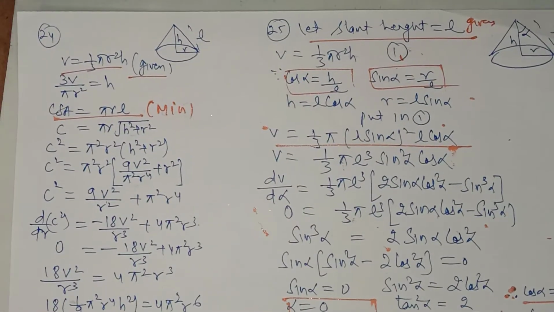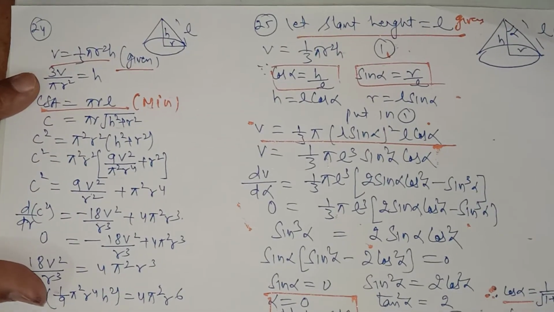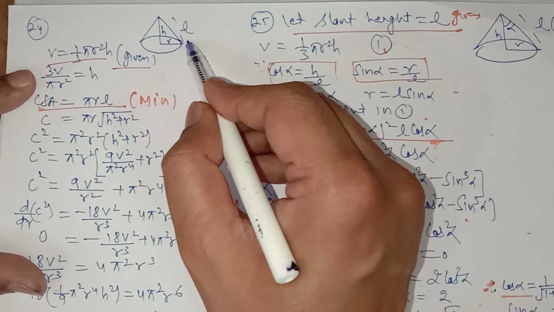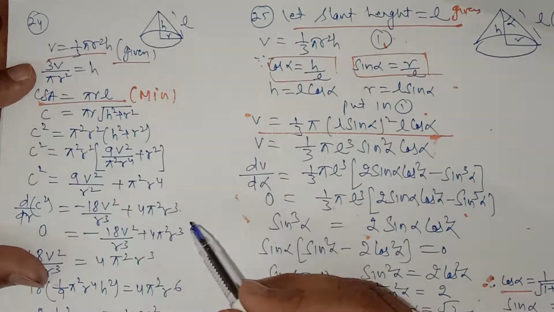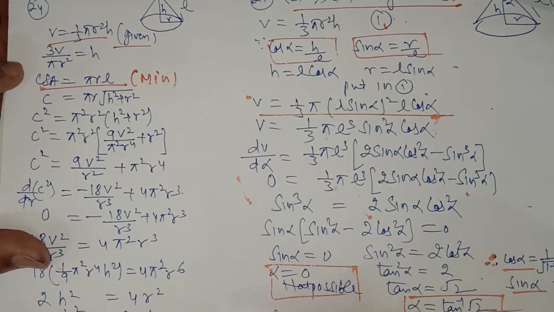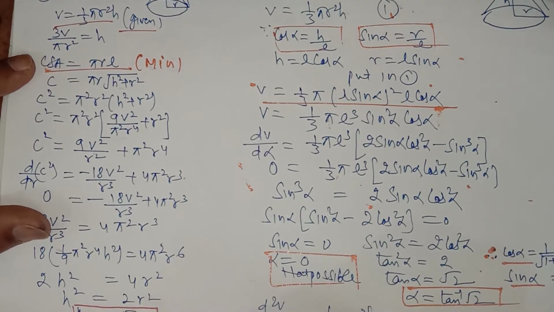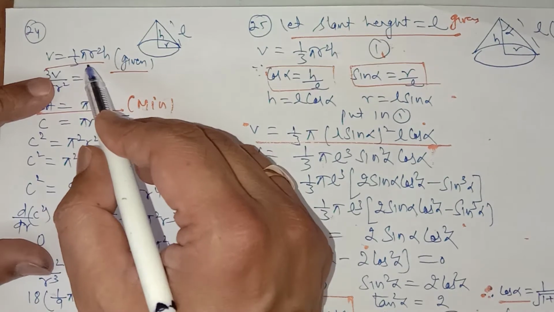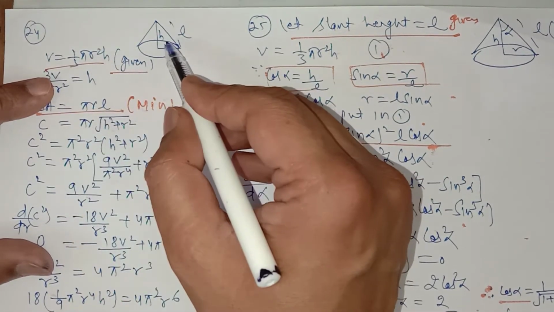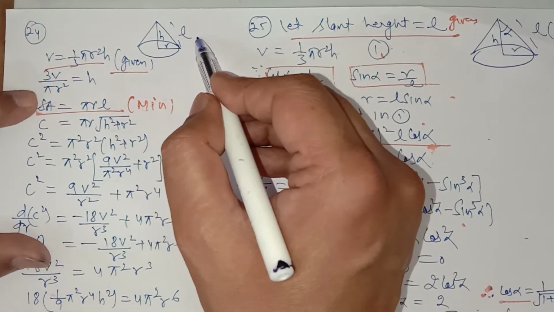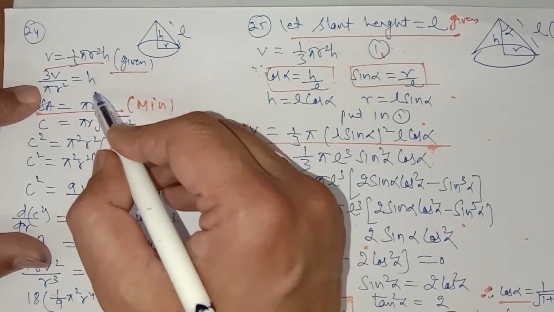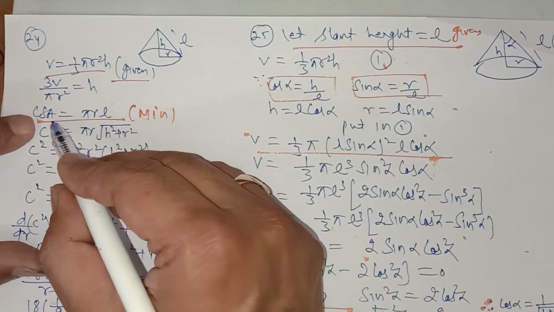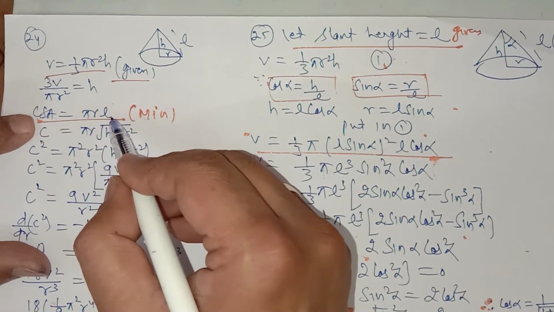Now in question number 24, it is given that there is a cone whose slant height is given, and you have to prove that its curved surface area is minimum when the height is root 2 times the radius of the cone. Now the volume of the cone is 1 upon 3 pi r square h, and the height will be 3V upon pi r square, and the curved surface area is pi r l of the cone.